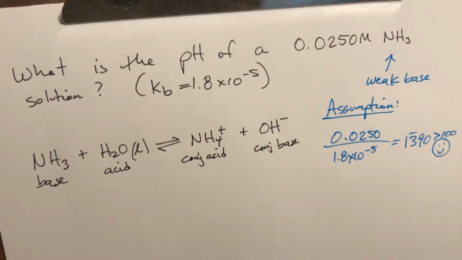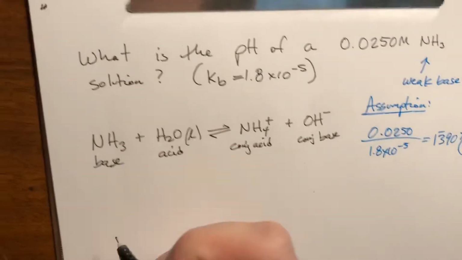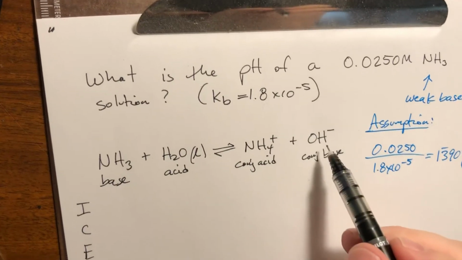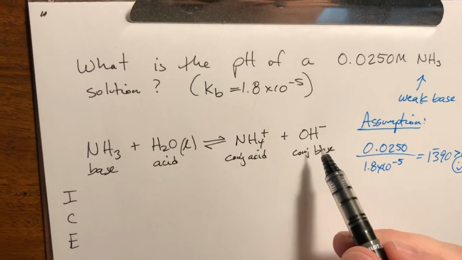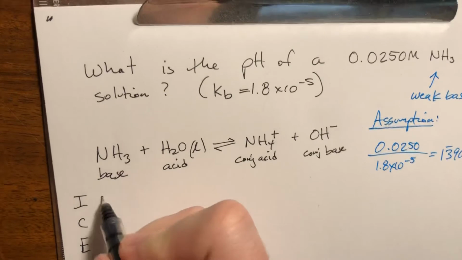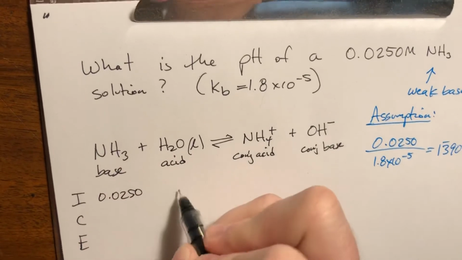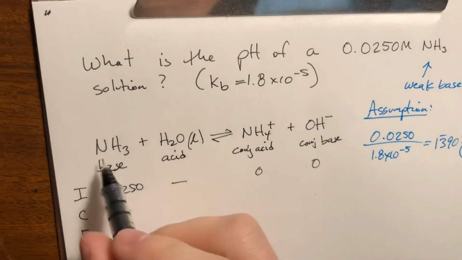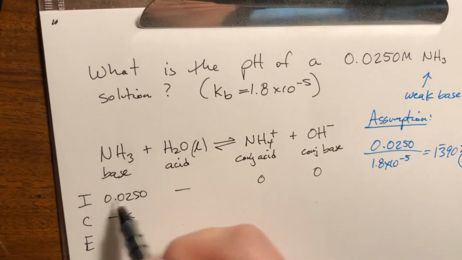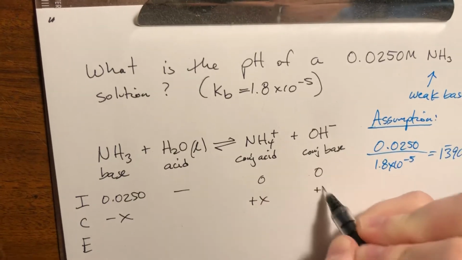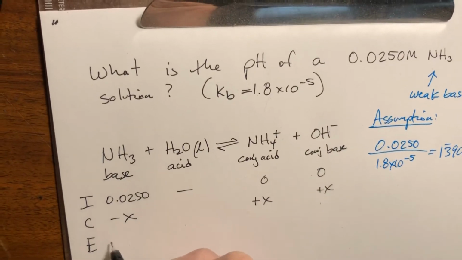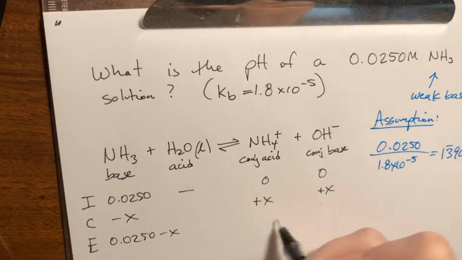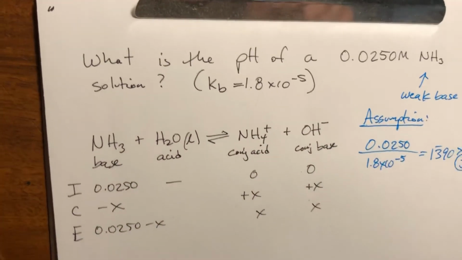Okay, so the ICE method. The rest of this will look really similar, except that we're solving for concentration of OH instead of concentration of H3O plus. So this is 0.0250. We're going to ignore this. This is 0 and 0. This is going to decrease by some amount. Everything's got a 1 in the front, so for every 1 mole of this, we'll get a mole of this and a mole of this. So equilibrium is 0.0250 minus x, and that's x and x.